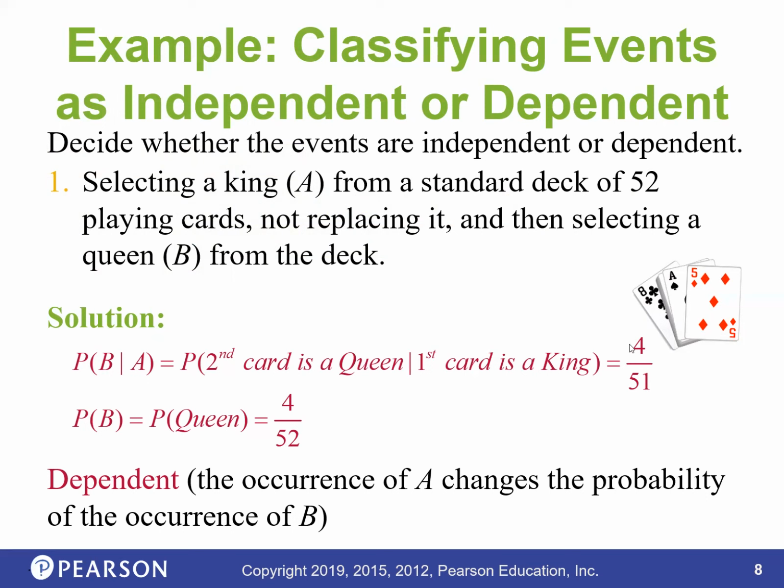So the question is, are these dependent or independent? If these numbers were exactly the same, these would be independent. But since they are not the same, that means there has been a change. You changed the stack of cards, you changed it to 51 instead of 52, and you've made the probability a little bit higher on the second draw than the first. Just slightly.